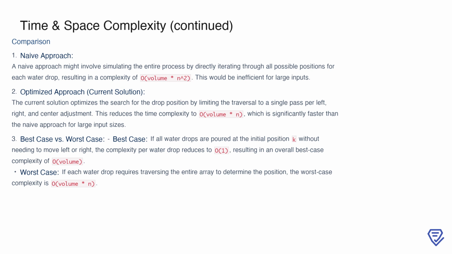It's also worth noting the distinction between the best case and worst case scenarios. In the best case, if all water drops can be poured directly at the initial position K without needing to move left or right, the complexity per drop is O(1), leading to an overall complexity of O(volume).